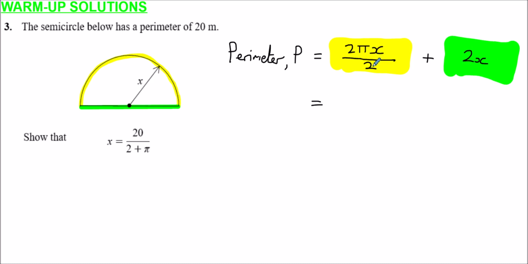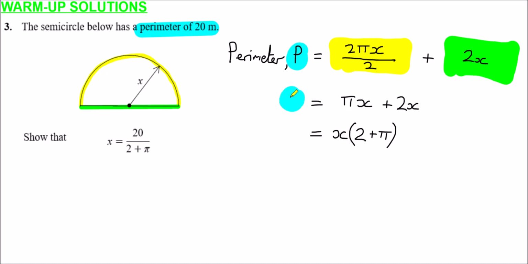So 2 pi x divided by 2 just gives us pi x, then obviously plus 2x. So we can factorise out here an x, which gives us x brackets 2 plus pi. However, we were told what the perimeter was. Once again, the perimeter is 20. So if we just substitute in for P the value of 20, we get that 20 equals x brackets 2 plus pi.